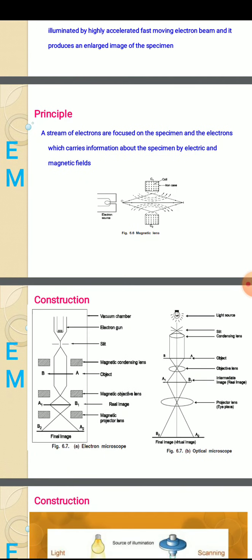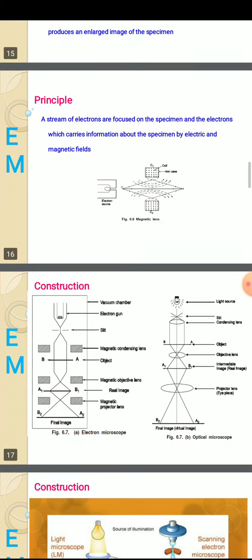Construction diagram. On the right side we have one picture, that is a normal ordinary optical microscope. The same should be replaced in the electron microscope. In the optical microscope we use a light source, but in the electron microscope we use an electron gun. The electron gun is used to produce many electrons. Those electrons are passed through the slit. The slit can be adjusted by using a screw. How many electrons we require to flow, we can allow by using the slit.